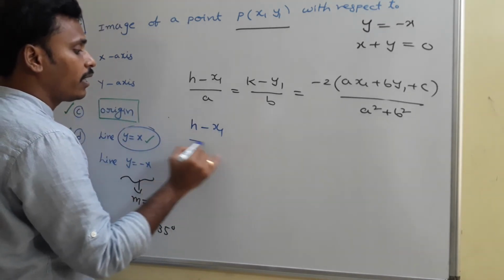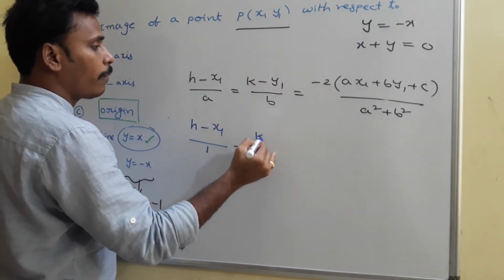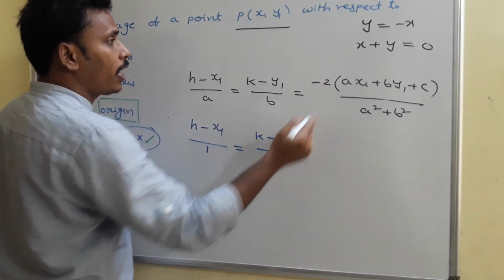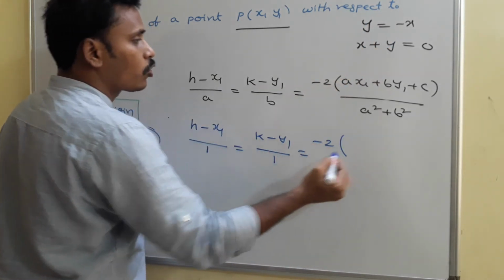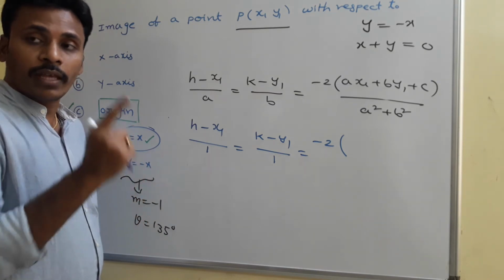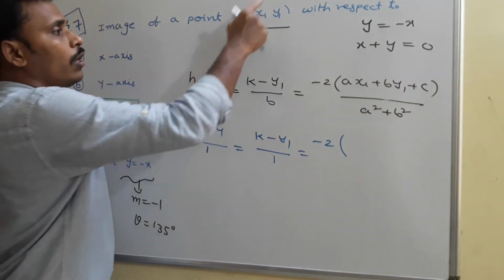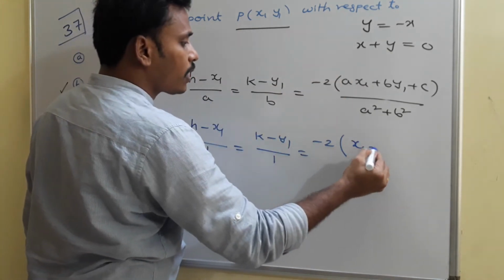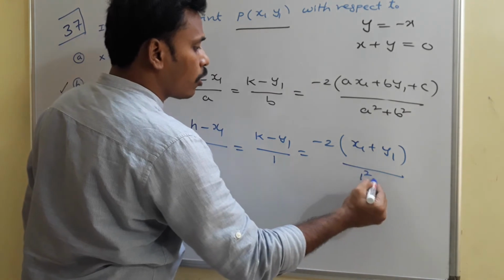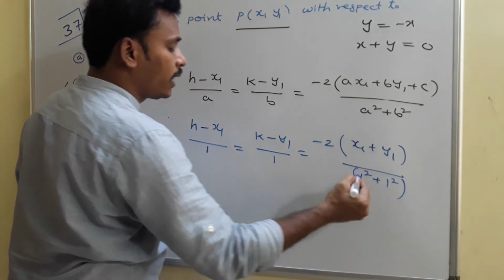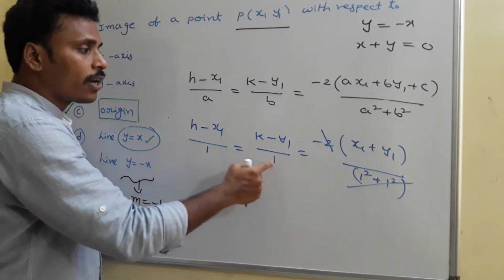Okay. Now here I need to find h. x1 is given, a is the coefficient of x in the line, so (h minus x1) by 1, (k minus y1) divided by b, where b is the coefficient of y, is equal to minus 2 of (a x1 plus b y1 plus c). As I mentioned, substitute the point in the line: x1 plus y1, divided by a square plus b square, which is 1 square plus 1 square, in turn 2. So this 2 and 2 get cancelled. And now the denominators are the same here.